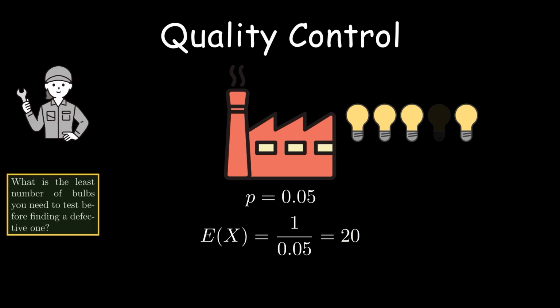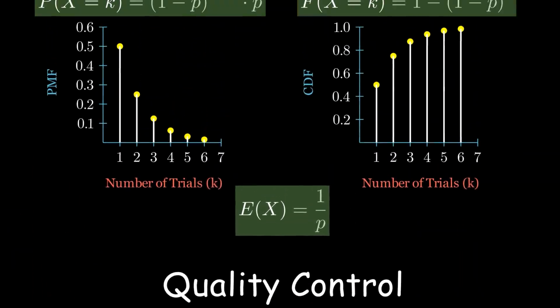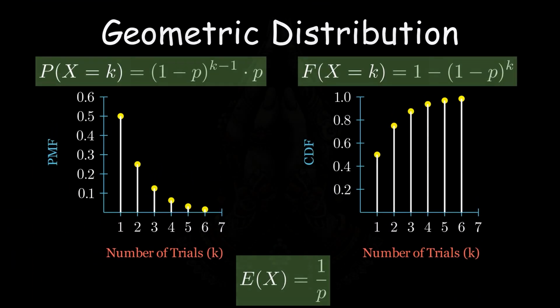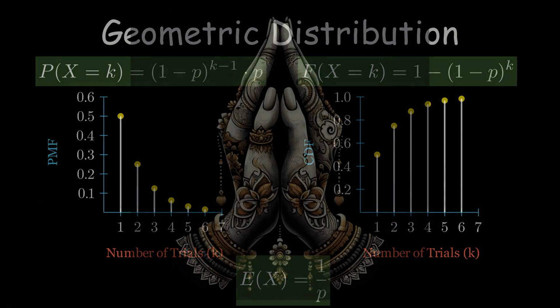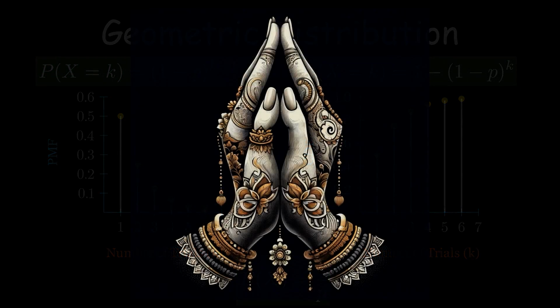This is the end of the video on the geometric distribution. I hope you have learned something new today. In the next video, we will look at indicator random variables and how they are useful in calculating expected values.